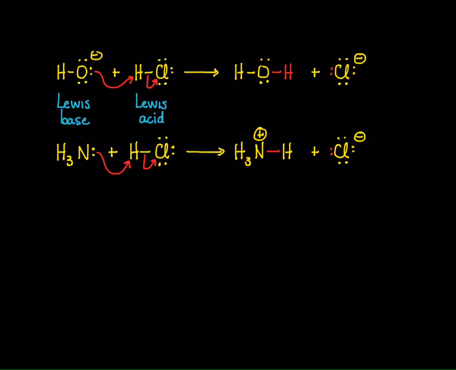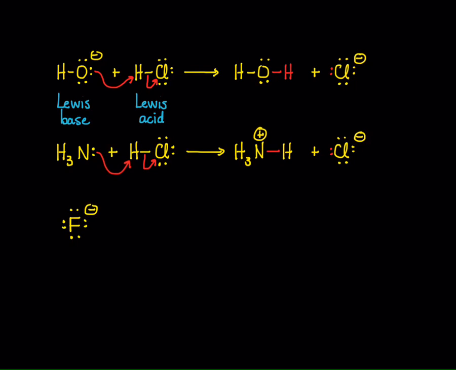So one of the key things to get familiar with is recognizing when a compound is going to behave like a Lewis base. In general, any atom that has a pair of electrons has the potential of behaving like a Lewis base and donating those electrons. And we'll start to get a feel as to why some atoms are better at donating their pair of electrons than other atoms as we go along in the chapter.